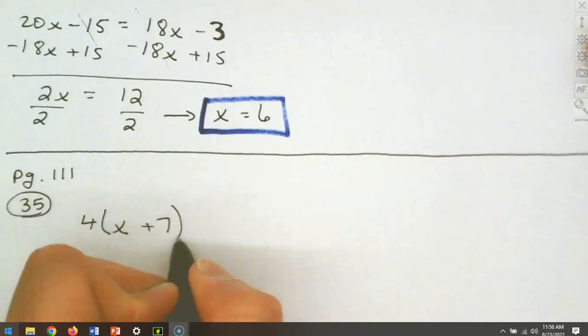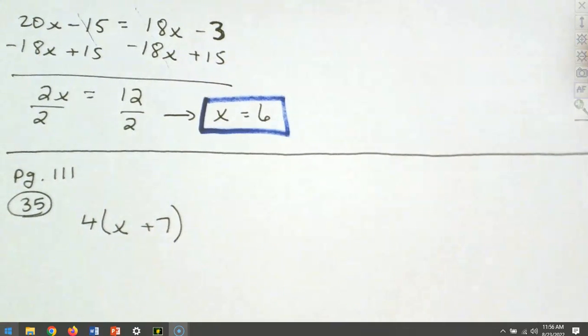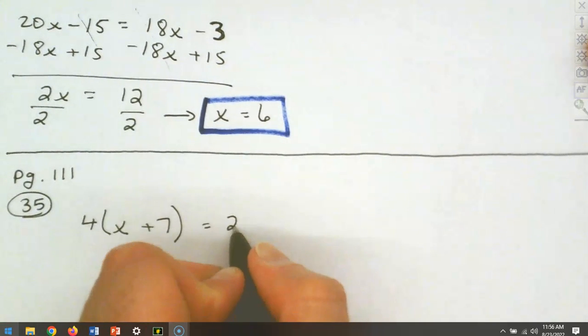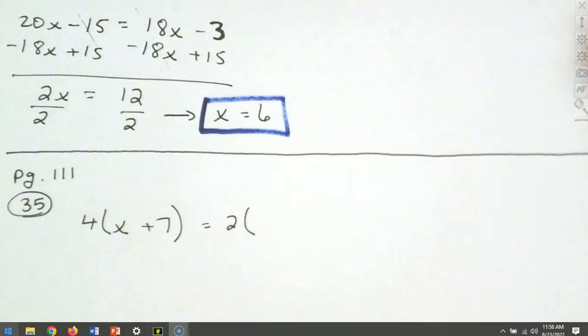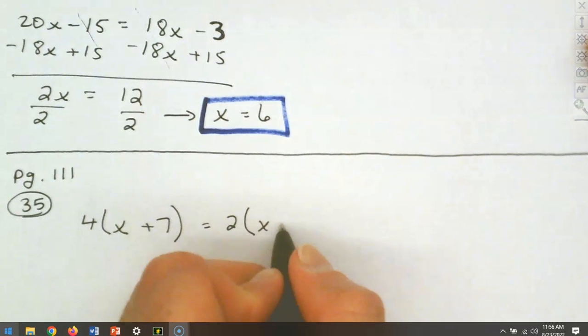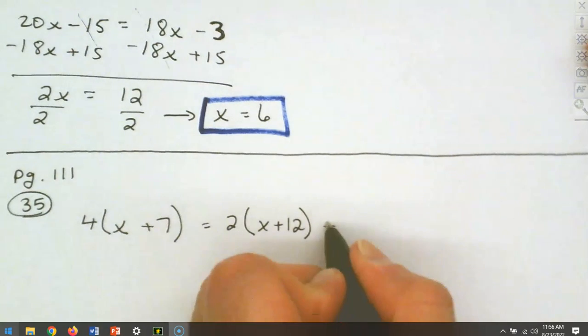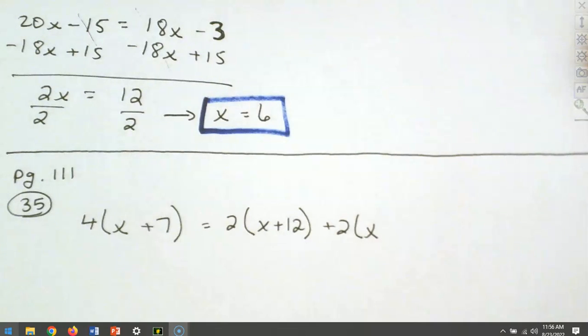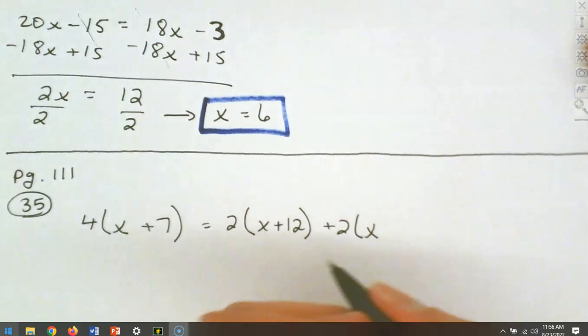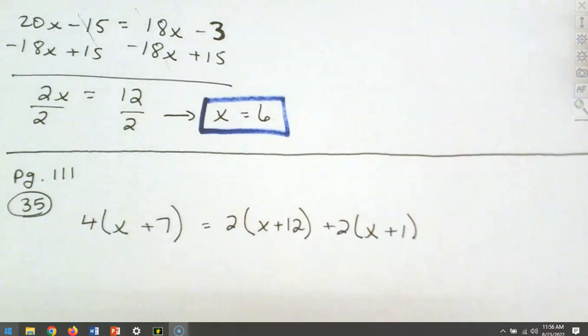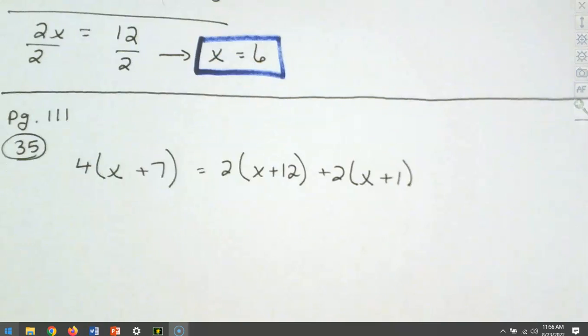So 4 times x plus 7 equals 2 times x plus 12 plus 2 times x plus 1. Okay, so let's go ahead and work this one out and see what we've got here.